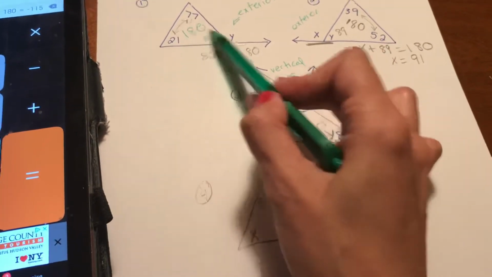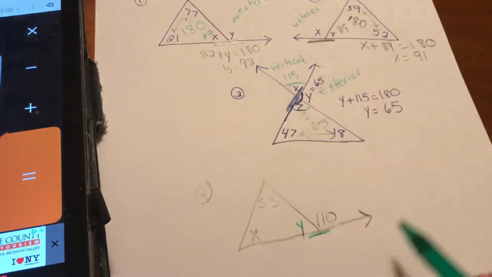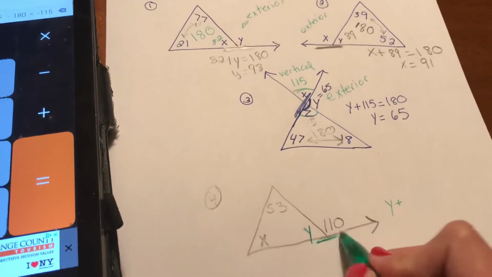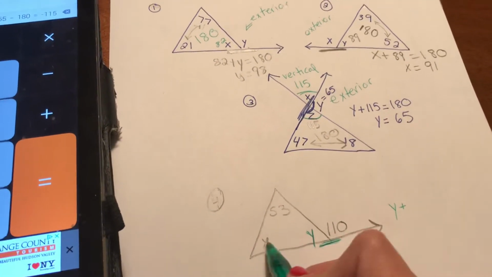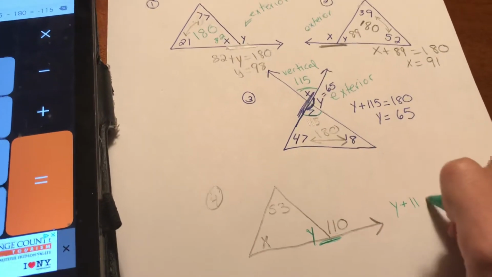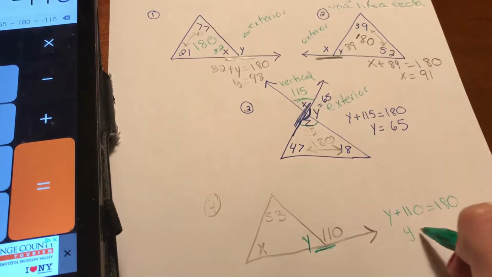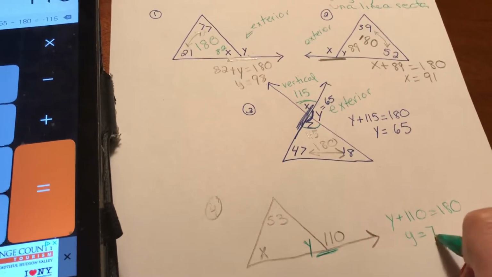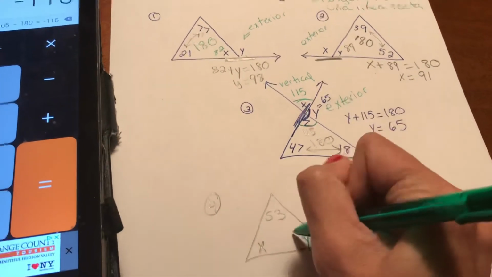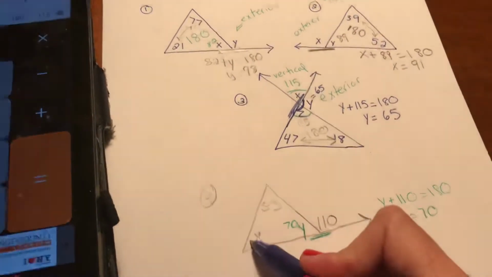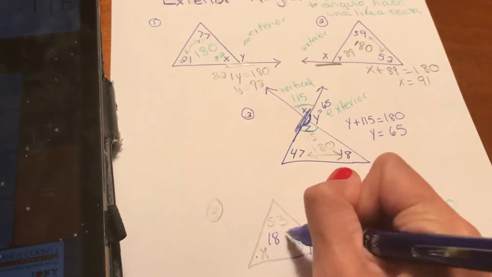Here we started with the inside of the triangle and worked our way out. Now we're going to start with this outside. The y and the 110, and only y and 110, this x isn't part of the straight line, has to equal 180. So when I subtract 110 from both sides, I get y is equal to 70. So here's 70. And now here's your triangle, and the triangle has to equal 180.